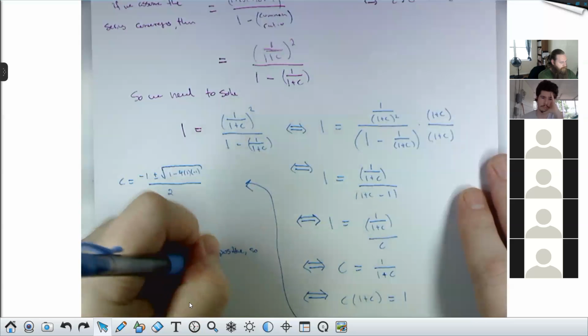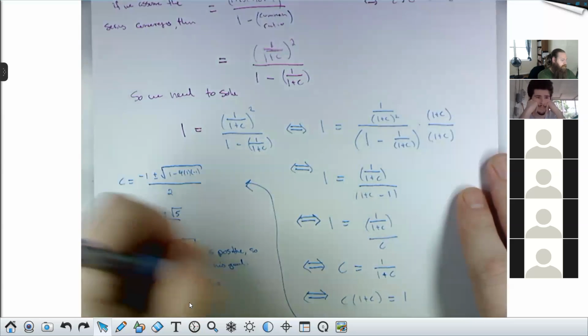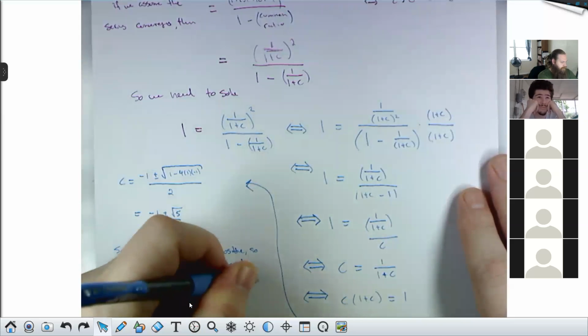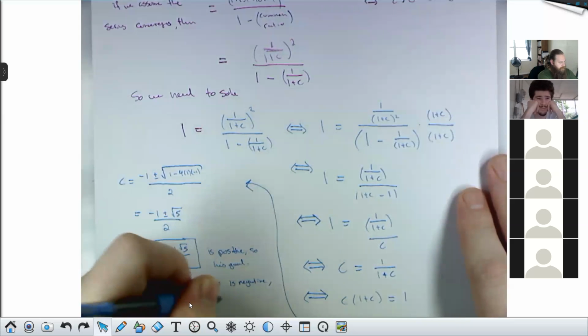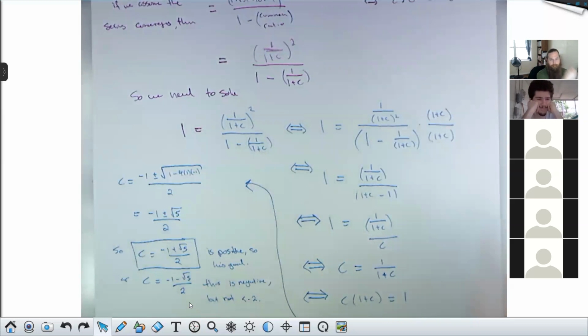So he's good. This guy is negative, but not less than -2. So we've got to throw him out. So this one, which is sort of like the golden ratio, is our solution here.